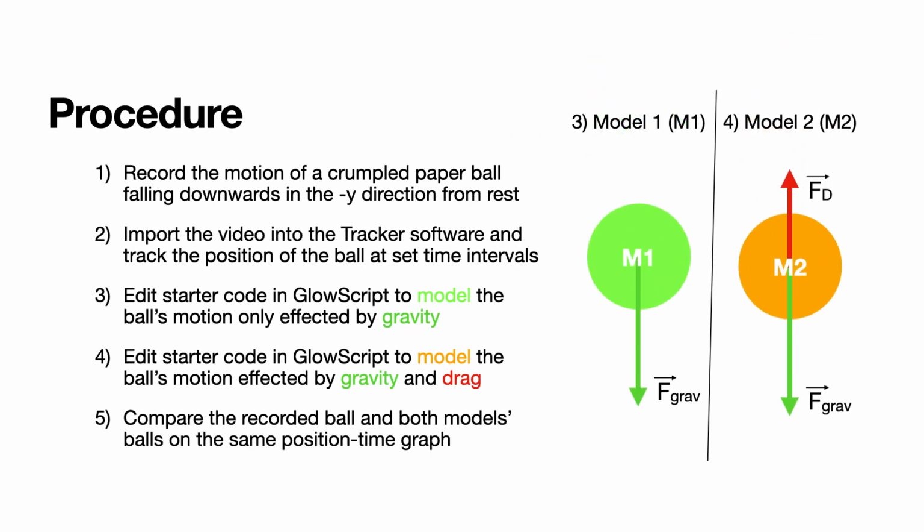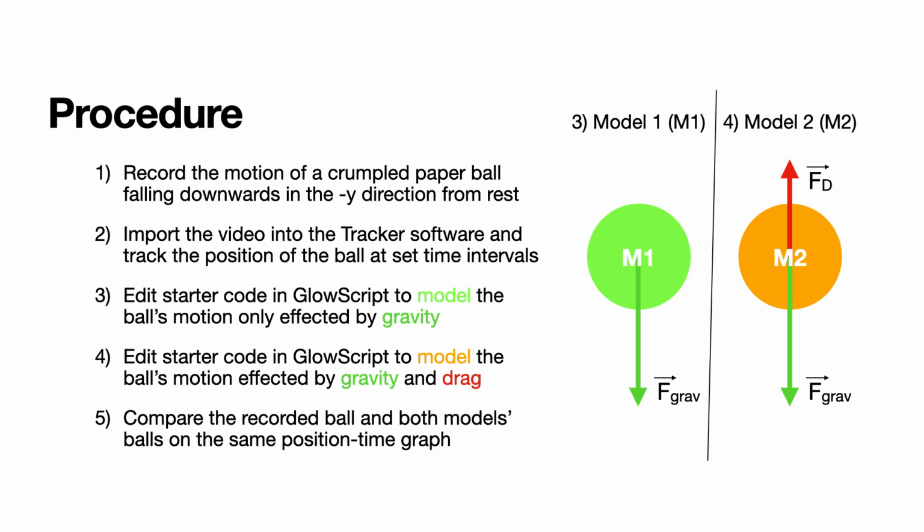To complete this lab, I will be following 5 steps. First, I will record the motion of a crumpled paper ball falling downwards in the negative y direction. Second, I will import the video into the Tracker software and track the position of the ball at set time intervals. Third, I will edit starter code in GlowScript to model the ball's motion only affected by gravity. I will repeat that step in step 4 to model the ball's motion affected by both gravity and drag.